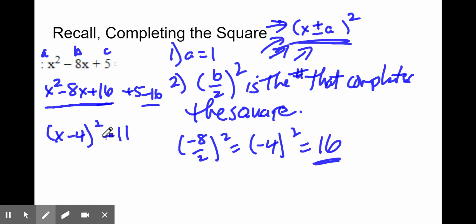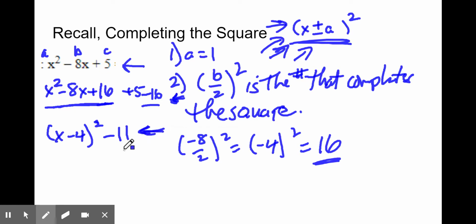Now the other thing I need you to take note of is the following. If I look back at the second line and combine all the like terms, I would get back to the first line, because completing the square doesn't actually change the value of the quadratic expression. It just changes the way it looks. The x squared minus 8x plus 5 are still intact in this line. It just looks different because we added 16 and took 16 away. This is how you would complete the square.